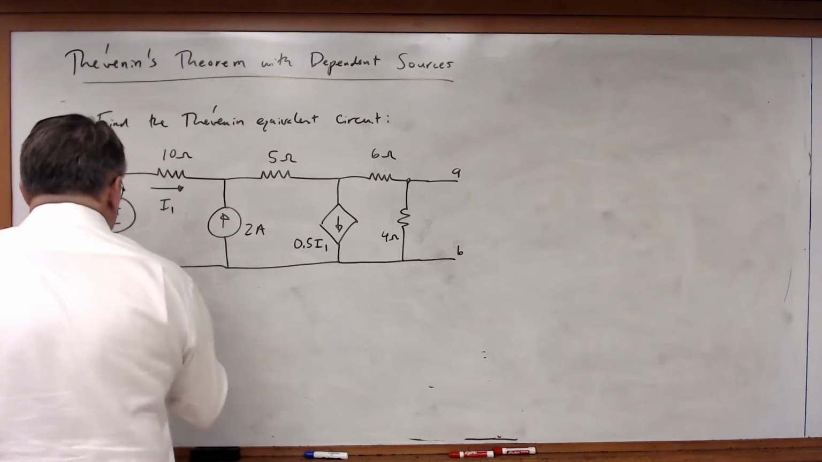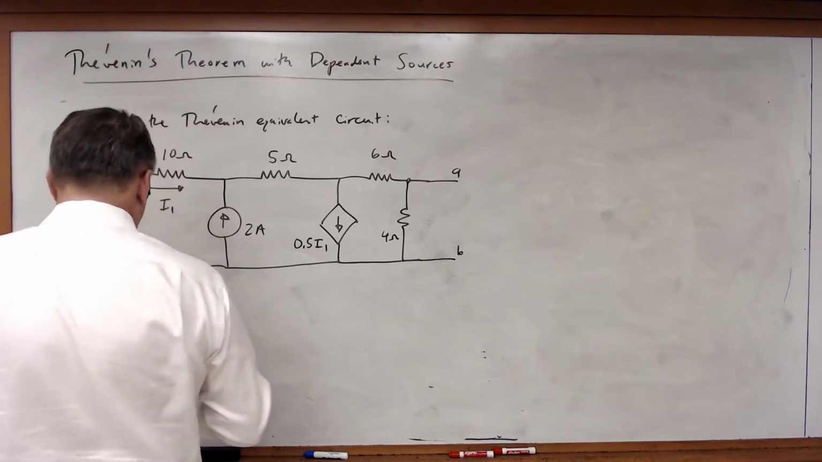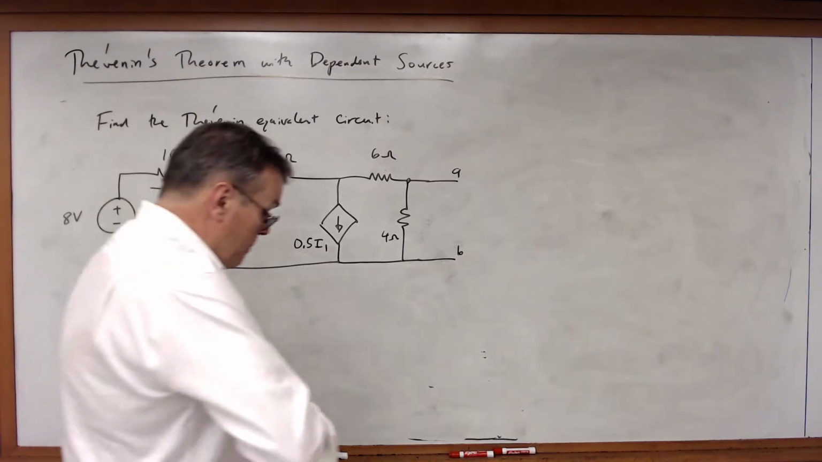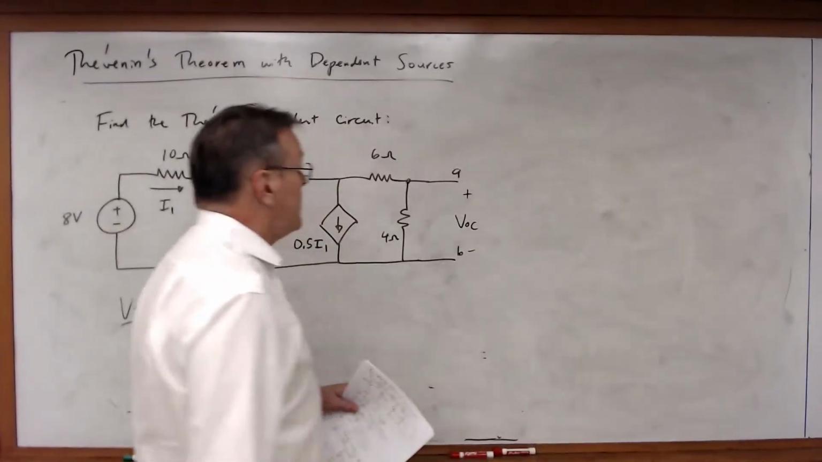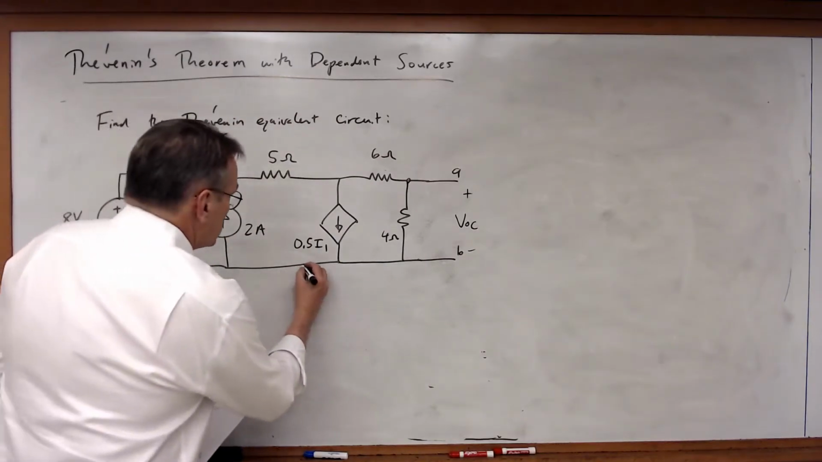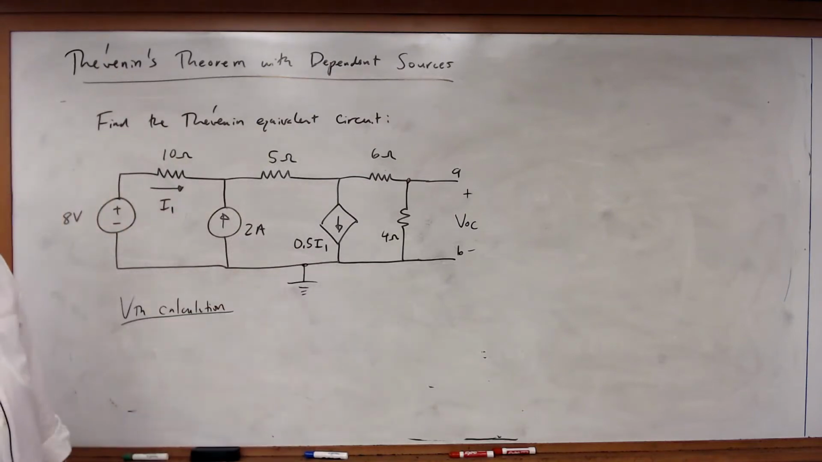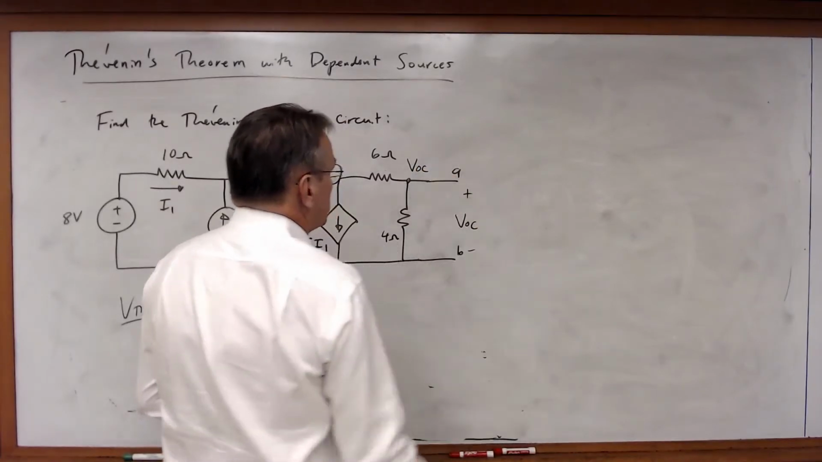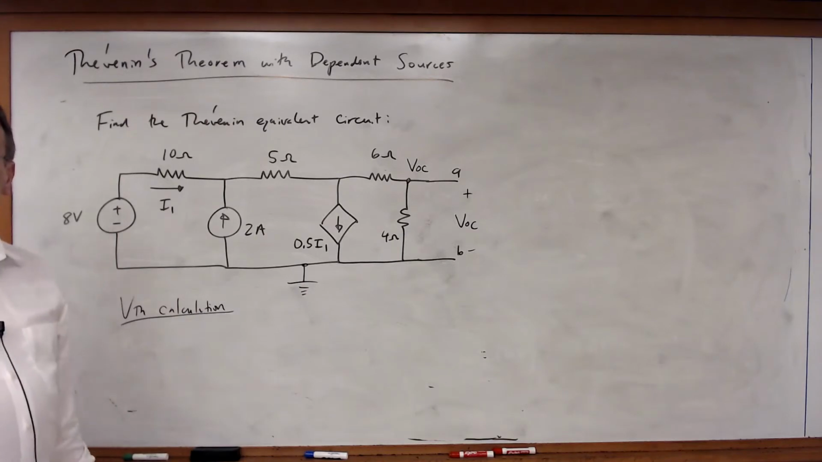So for my VTH calculation, once again, I need to find the open circuit voltage between the A and B nodes. And really, this is fundamentally no different than what I did before. I'm just going to ground the B node because that's convenient for me, which now defines this node as VOC. And now let's just go through and calculate the open circuit voltage.